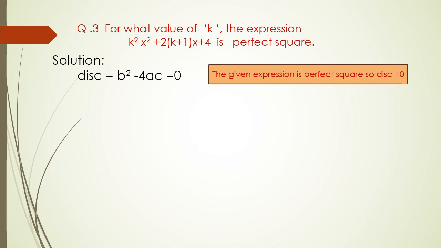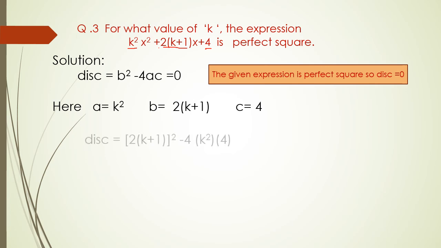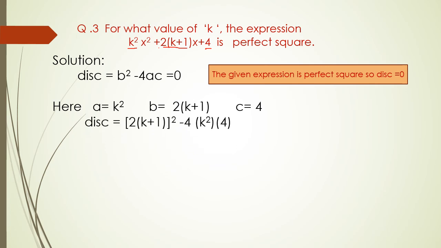Now in the given quadratic expression, the value of a is k square, the value of b is 2 into k plus 1, and the value of c is 4. So students, now we have a is equal to k square, b is equal to 2 into k plus 1, and c is equal to 4. By putting these values in the discriminant, we have 2 into k plus 1 whole square minus 4 into k square into 4.